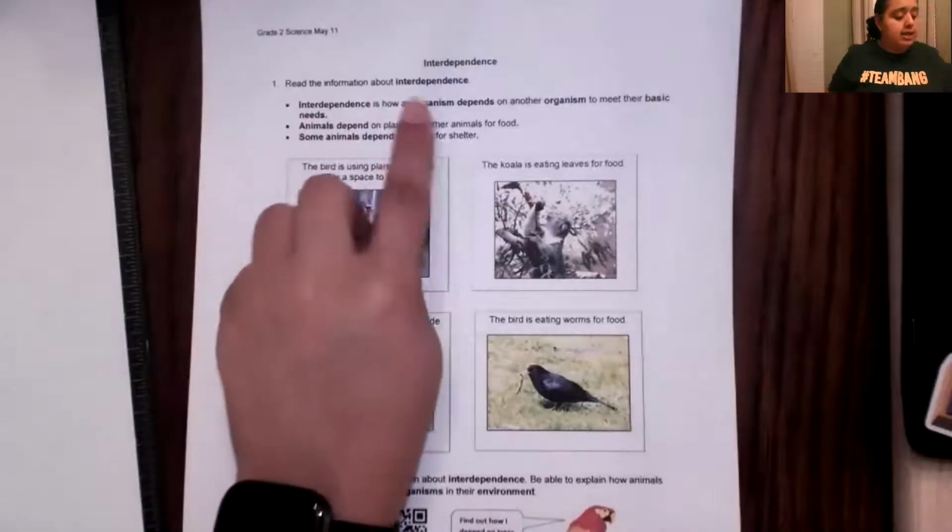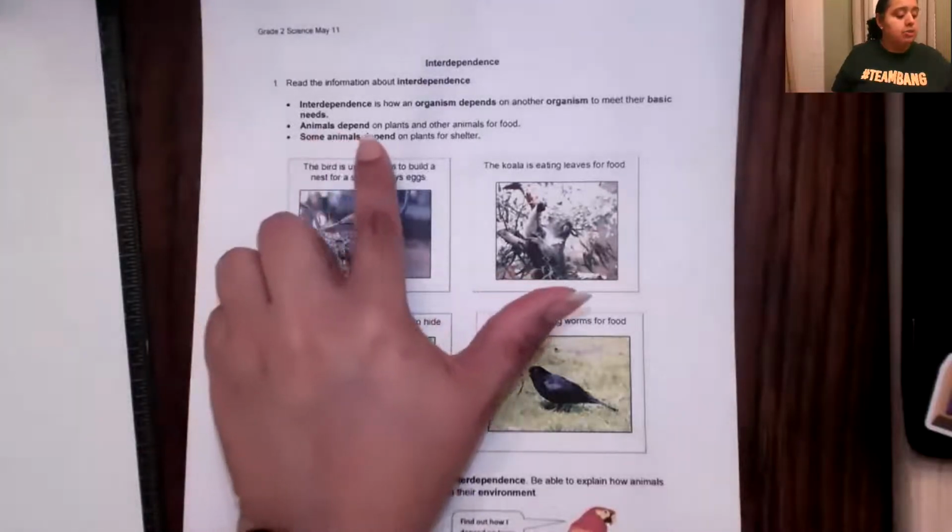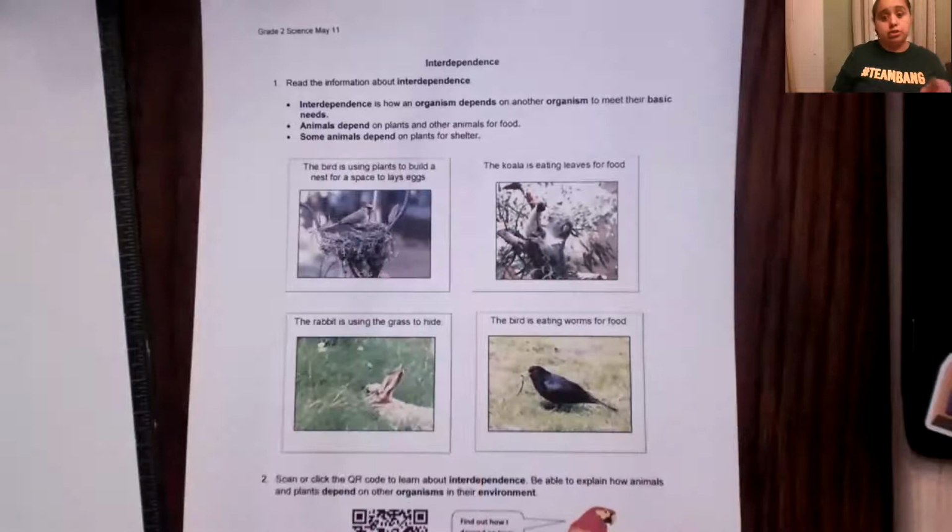So interdependent is how an organism depends on another organism to meet their basic needs. Animals depend on plants and other animals for food. That was kind of like the example I gave today. Some animals depend on plants for shelter. Guess what? We do too, because our homes are made out of wood that comes from trees.